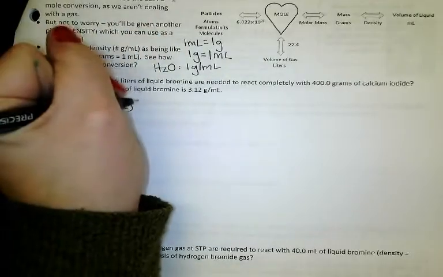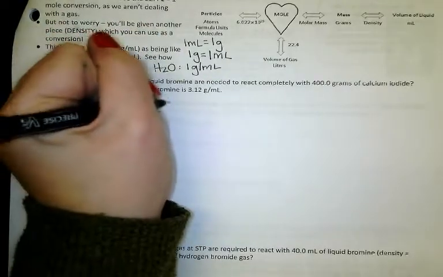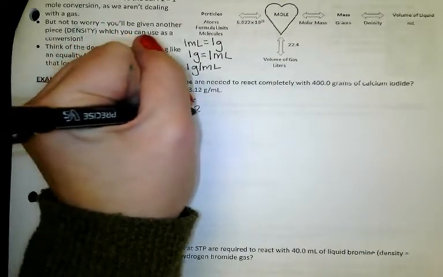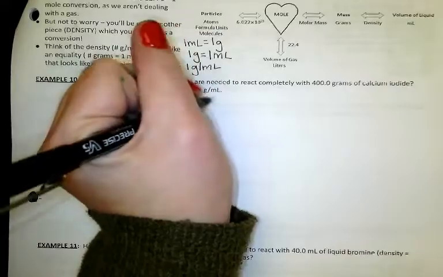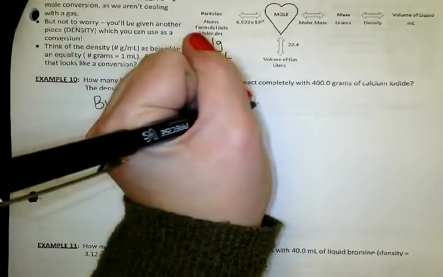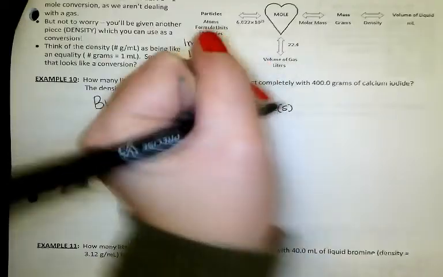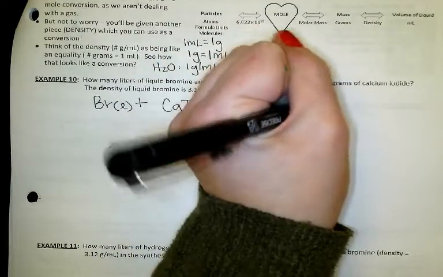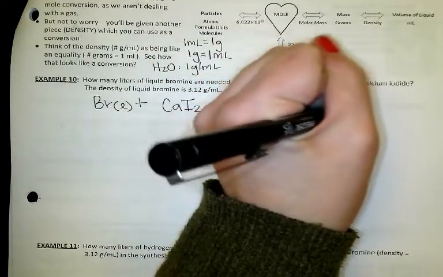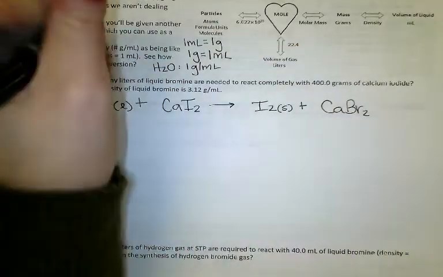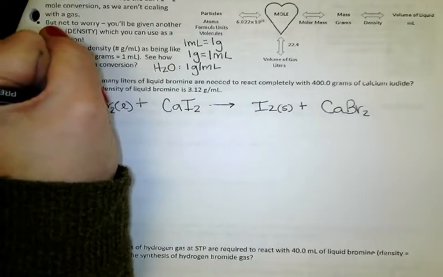Plus calcium iodide is going to produce iodine, which is a solid if you look on the periodic table, and calcium bromide. Okay? Now, I forgot, bromine's also diatomic. Okay?